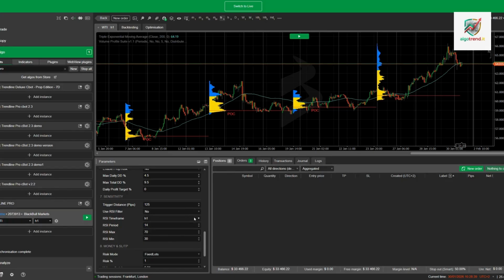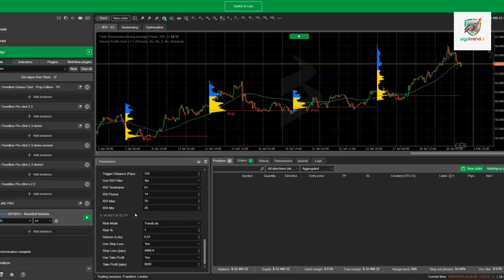Number 8, Money Management and SL/TP. Risk mode: fixed lot size, percentage risk per trade. Volume in lots, manual lot sizing when not using percentage risk. Stop loss/take profit in pips. Version 37 uses stable pip-based stop loss and take profit execution, improving broker compatibility and preventing order execution errors.